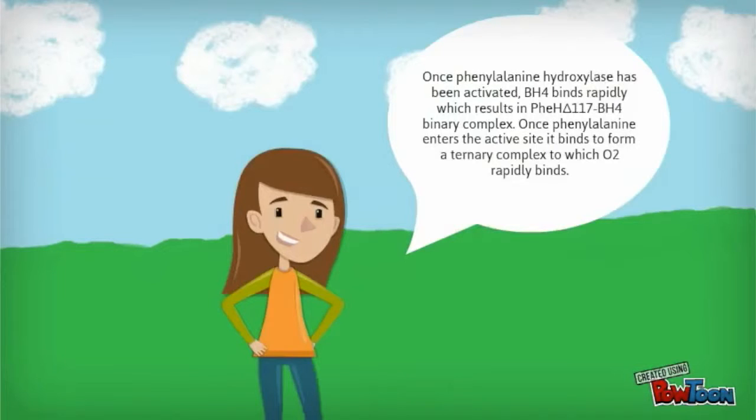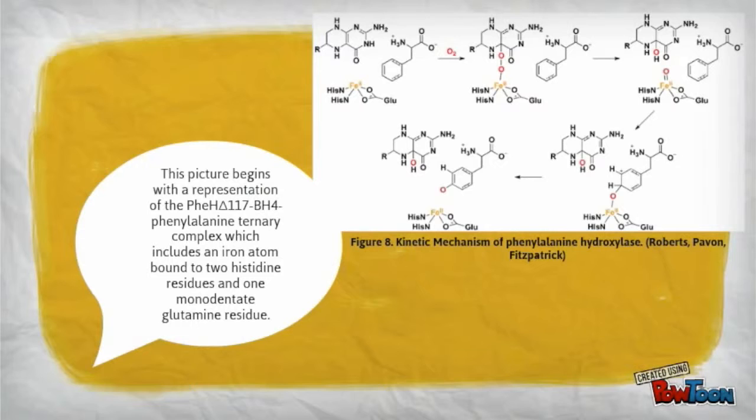Once phenylalanine hydroxylase has been activated, BH4 binds rapidly, which results in the phenylalanine hydroxylase-BH4 binary complex. Once phenylalanine enters the active site, it binds to form a ternary complex to which O2 rapidly binds. This picture begins with a representation of the phenylalanine hydroxylase-BH4-phenylalanine ternary complex, which includes an iron atom bound to 2 histidine residues and 1 monodentate glutamate residue.